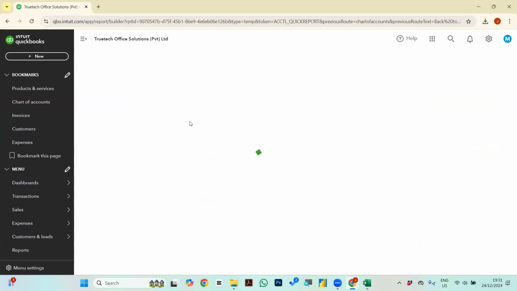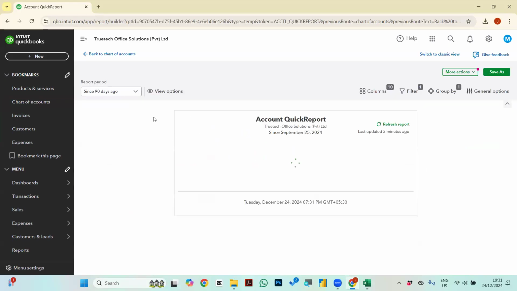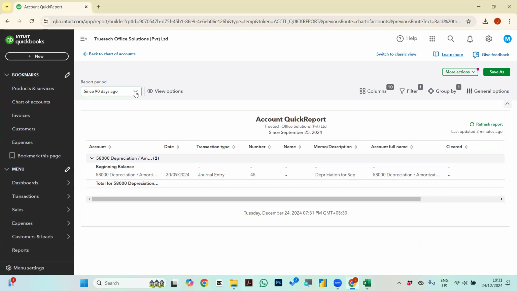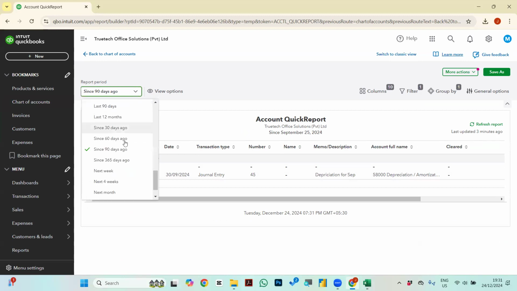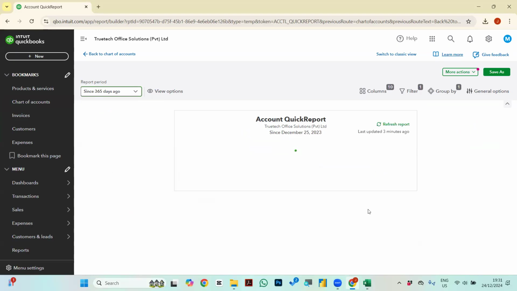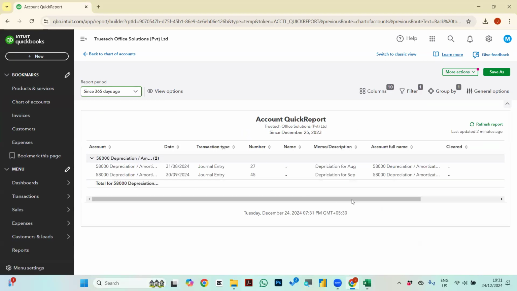Wait, it's loading. It's always a little slow when it comes to this. Yeah. Save. All right, everything. I want everything. Okay, you see here.